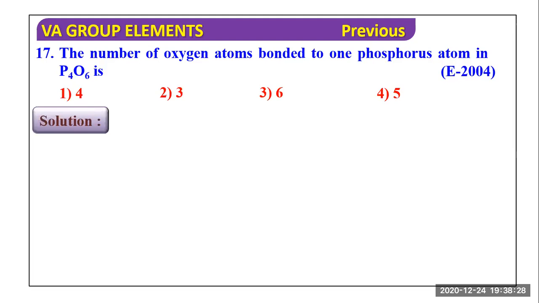So what is the structure? Actually, the structure of this compound is this. So the number of oxygen atoms bonded to one phosphorus is 3. For this phosphorus there are 3 oxygens, 1 2 3. This phosphorus contains 1 2 3. So this is the correct answer. Option 2 is the correct answer. Clear?